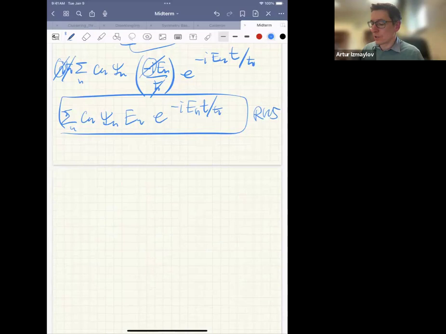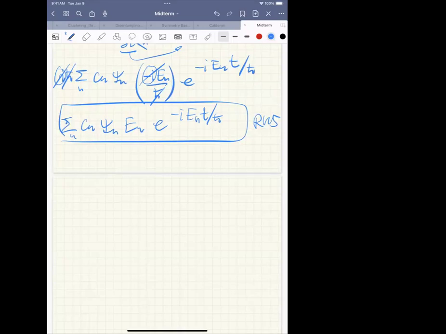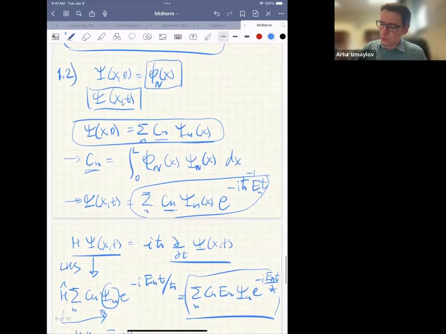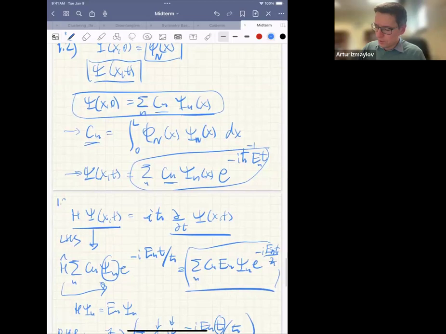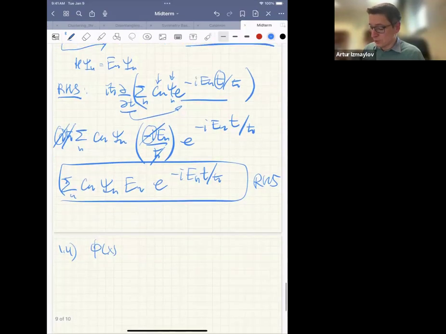Okay, any questions regarding this demonstration? Nope. Okay, so then this is, I guess, the check that it's 1.2 and this one was 1.3. Check that psi x, t is a solution. And then the fourth question, 1.4, the question is: is phi x a solution of the time-independent Schrodinger equation? The time-independent Schrodinger equation is this. The question is whether that's the case.